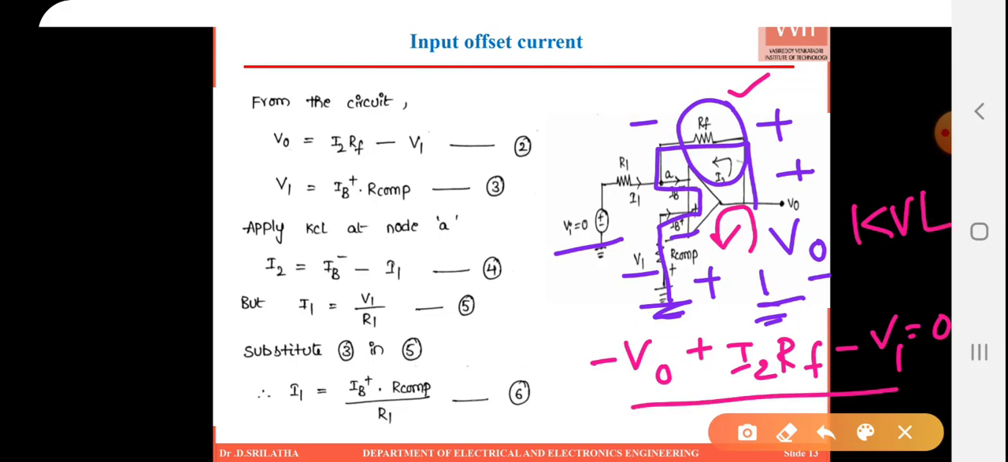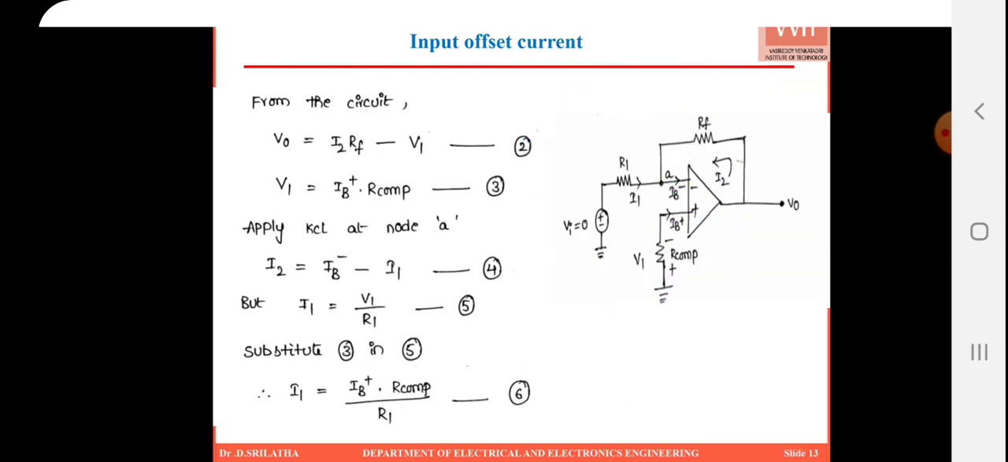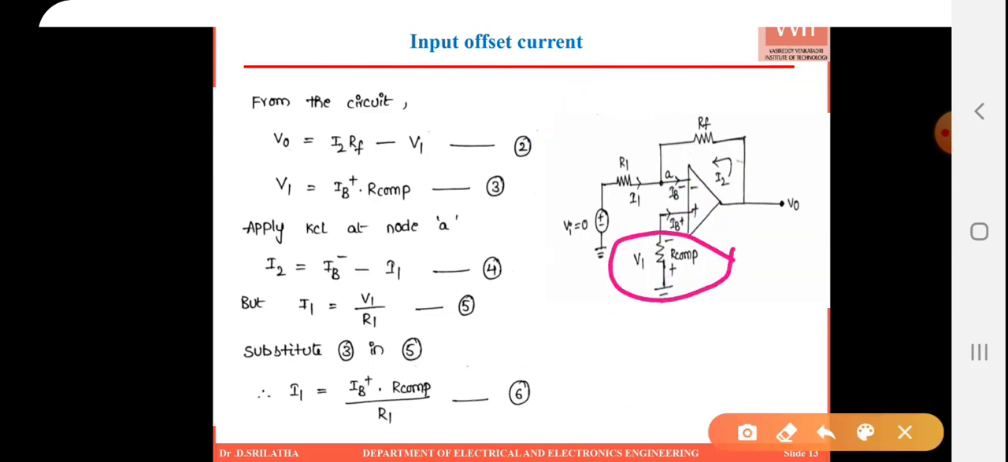Now from this, what can we write? V0 can be written as I2 RF minus V1. So here you can find this expression: V0 is equal to I2 RF minus V1. And what is V1 here? Now you see in this circuit, what is V1? V1 is the voltage across this compensating resistor, and IB plus is the current.